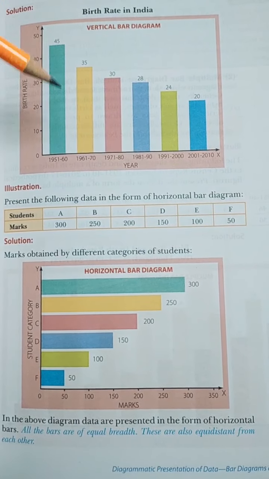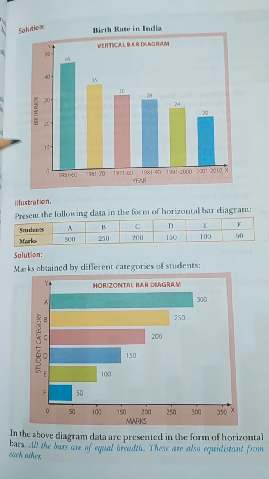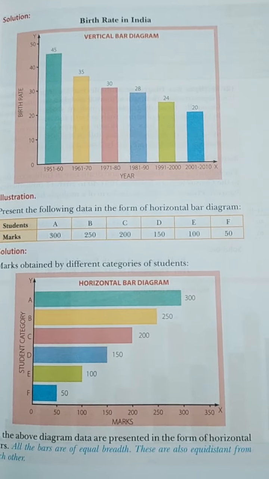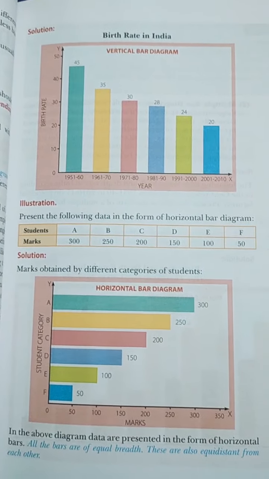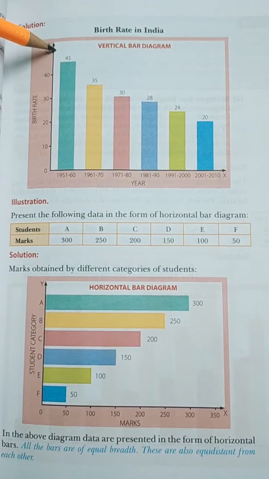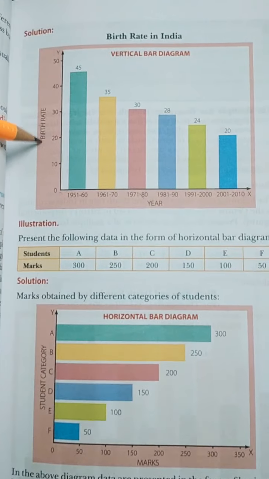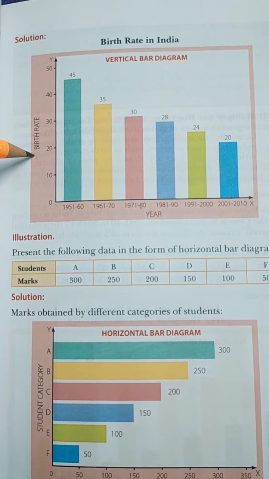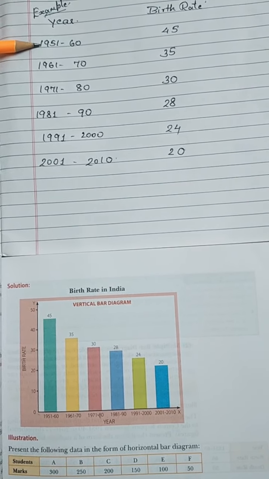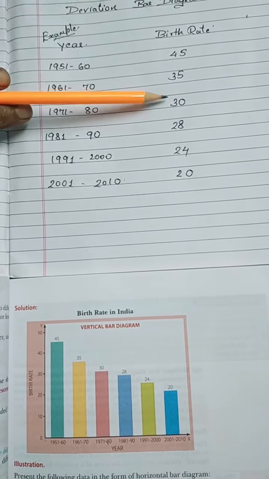Here the year is given, 1951, 60, 61, 70, 71, 80, and so on, and the birth rate is given. In your question, year and birth rate will be given, and then you have to draw the vertical bar diagram. It's very simple. First you draw the lines, x-axis and y-axis. In the x-axis you will show the year, and in the y-axis the birth rate. According to the table, from 1951 to 60 the birth rate is 45, 61 to 70 it is 35, 71 to 80 it is 30.